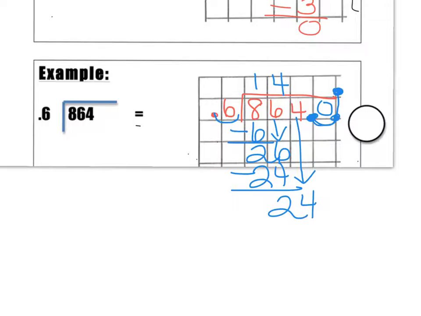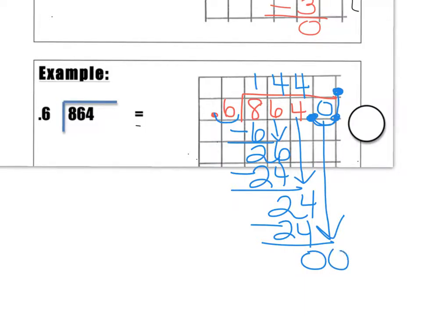6 goes into 24 4 times. 4 times 6 is 24. Subtract, 0 left over. Bring down the 0. 6 goes into 0 0 times. Yes, you must go ahead and divide even when there's a 0 down here. Even when there's 0, if you've brought it down, you need to divide again. Otherwise, you would be left with a hole in the roof, and we do not want to have a hole in the roof. It should be filled in with zeros.